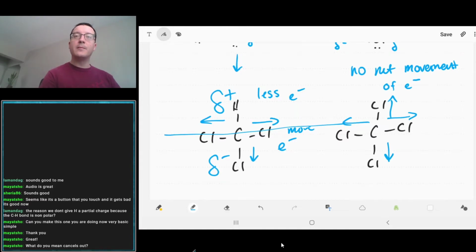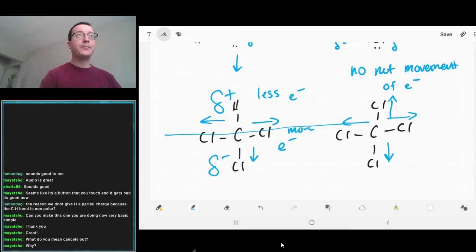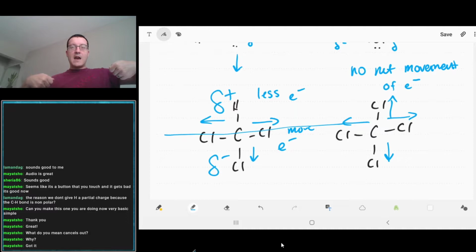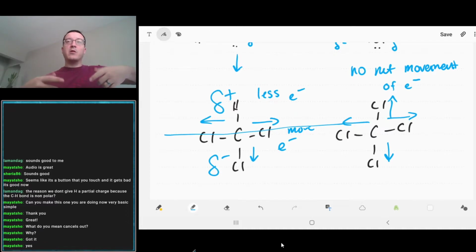Okay, so imagine a tug of war, right? If you only have one person tugging on the rope, it's going to move, right? However, if you have two people tugging on the rope, one person pulling this way, the other person pulling this way, nothing's going to happen. And so that's essentially what we're looking at here. So the left and the right, they cancel out because they're being pulled opposite. But the up and down, no one is pulling it up.